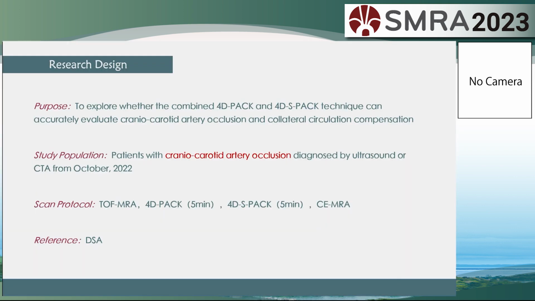In this condition, we want to know whether the 4D PEC and 4D SPEC technologies can accurately and steadily evaluate cranial carotid artery occlusion and collateral circulation. We prospectively included patients with cranial carotid artery occlusion diagnosed by US or CTA. The scan protocol includes TOF MRA, 4D PEC, 4D SPEC, and CE MRA. We also gathered DSA as a reference.